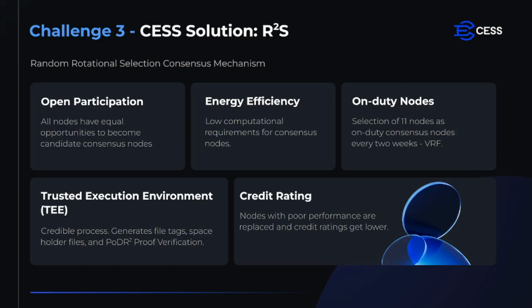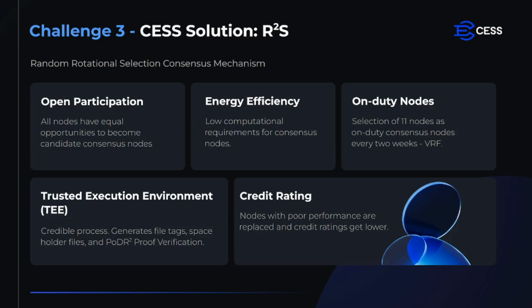At the core of random rotational selection is the principle of providing equal opportunities for all nodes. Every node in the CESS network has the potential to become a consensus node thanks to a staking mechanism that places no limits on participation. This inclusivity is further supported by a credit rating system that assesses the nodes based on their performance. Nodes that meet the required performance standards are elevated to candidate consensus nodes.